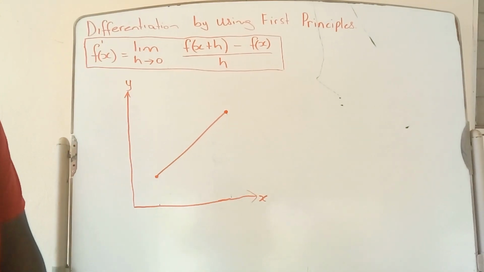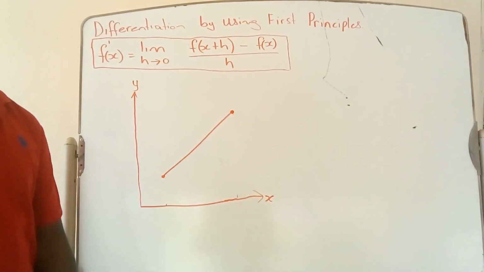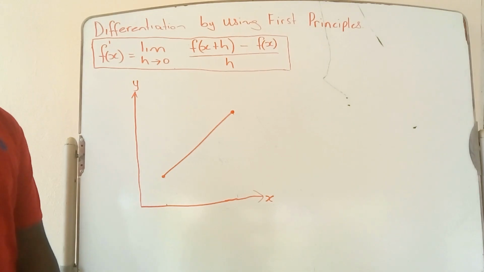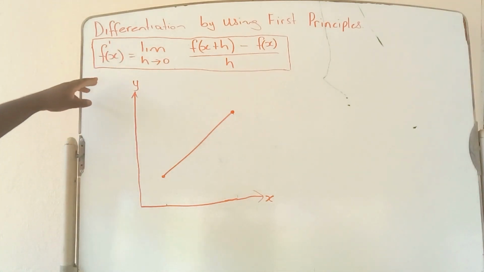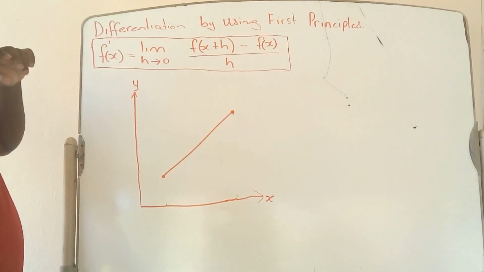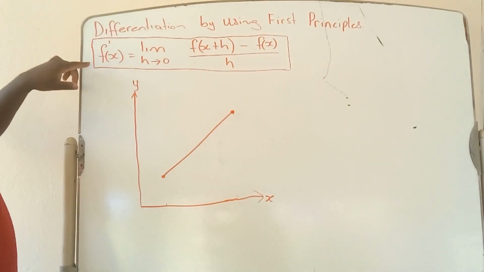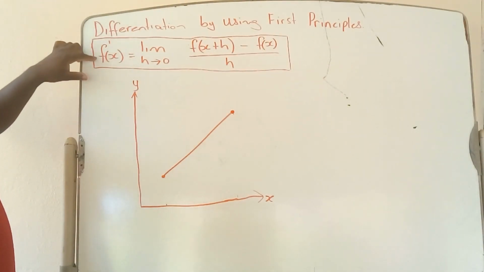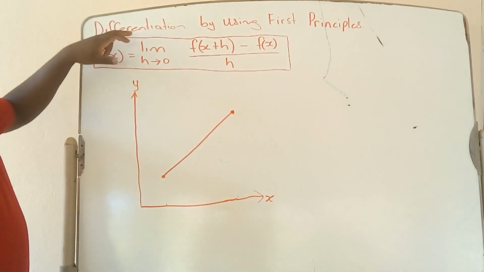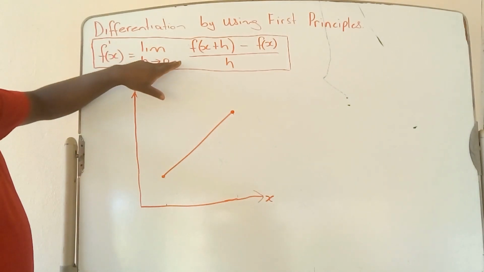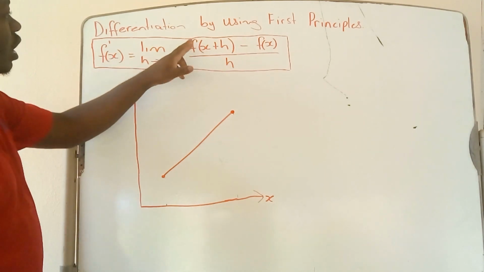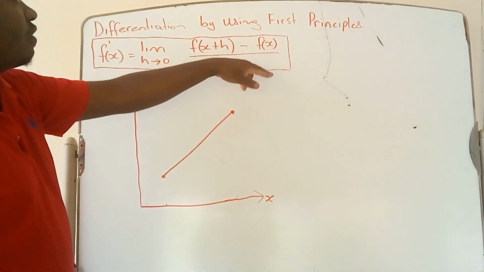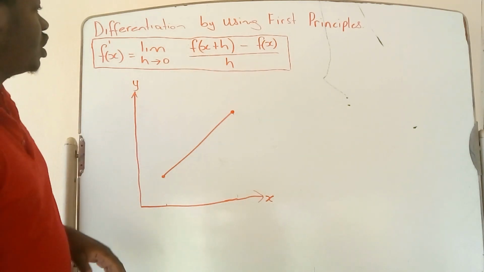Hello everyone. Our focus for this video is differentiating using first principles. Now the formula you use is this formula here on the board. It says if you have a function f of x, the derivative of f of x is equal to the limit as h approaches 0 of f of x plus h minus f of x, all divided by h, right?